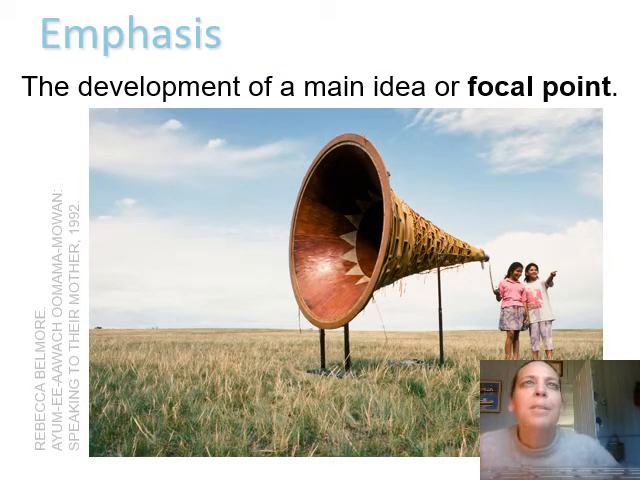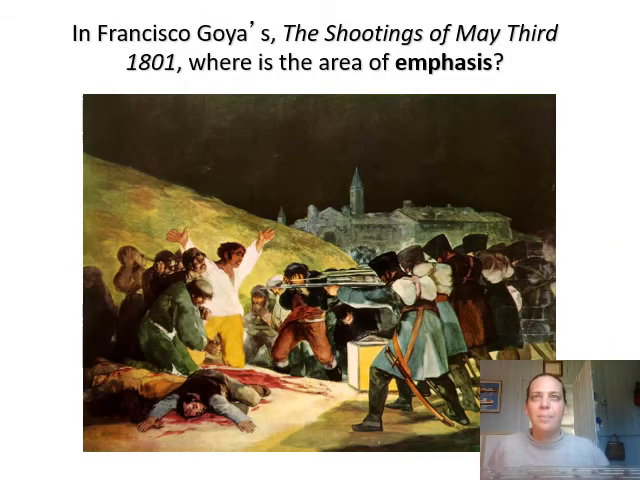Our next principle of design is emphasis, and that's the development of a focal point in your artwork. Here's a very famous painting by the artist Francisco Goya. It's called The Third of May 1808, the shootings. It's a great example of emphasis. We've got a lot of elements working to create emphasis here. So where would you say is the main point of emphasis in this picture, and what elements are creating that?